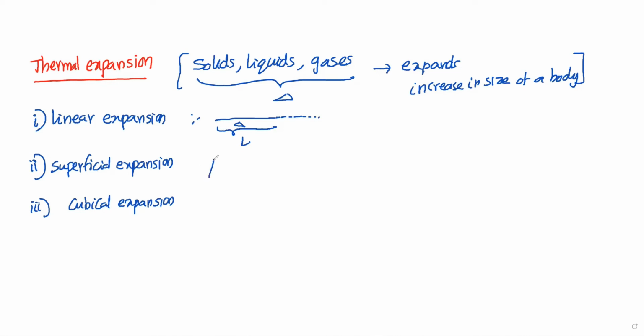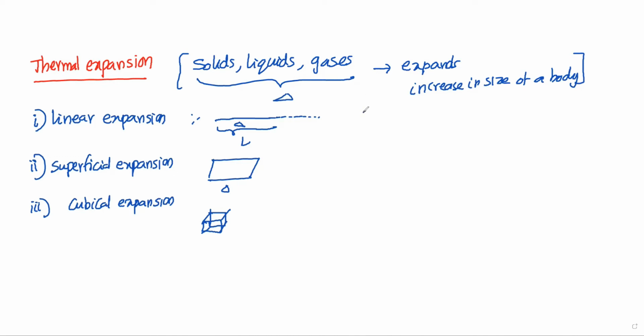Superficial expansion. There is a sheet of metal. Once you give heat, it expands lengthwise and sidewise. The increase in the surface area of a metal sheet we call superficial expansion. Cubical expansion is the increase in the volume of a block on heating.